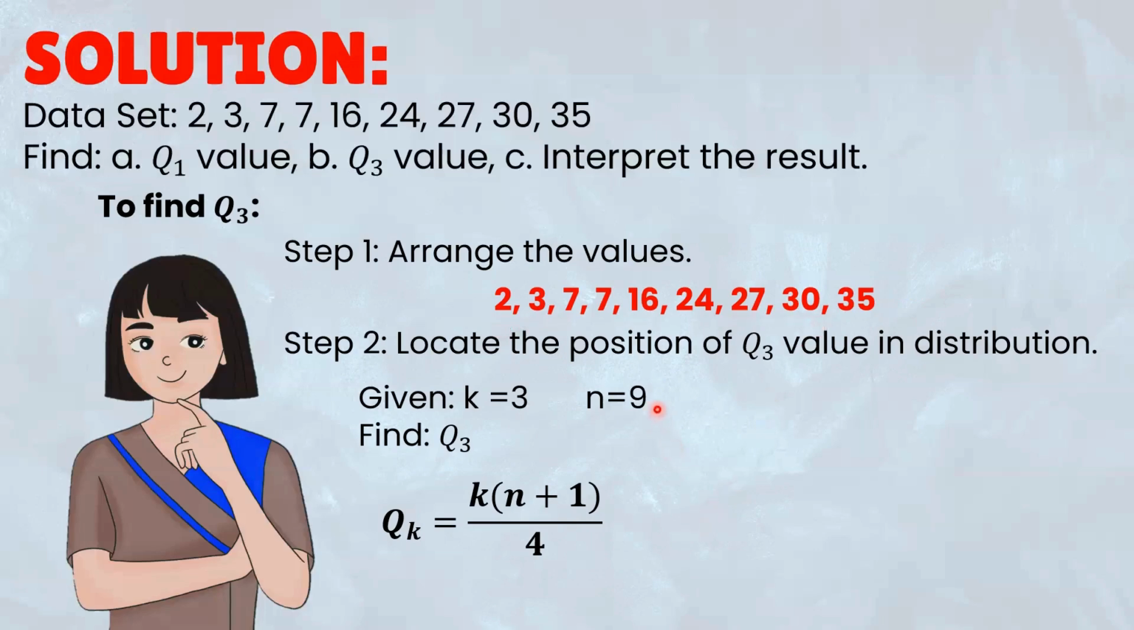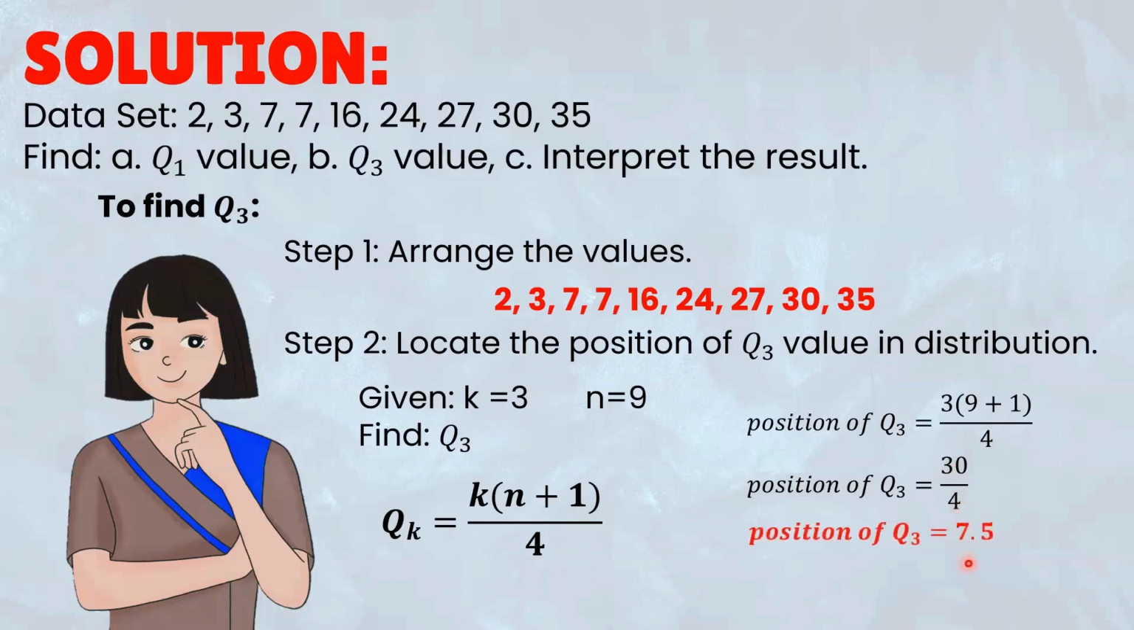Now we substitute the given to our formula. We have position of quartile 3 is equal to, we replace K by 3, we replace n by 9. So we copy the rest of the formula. Plus 1 over 4. We perform the operation. 9 plus 1 is 10 times 3. That gives us 30 divided by 4. So 30 divided by 4 gives us 7.5. Q3 value is located in the 7.5th position.